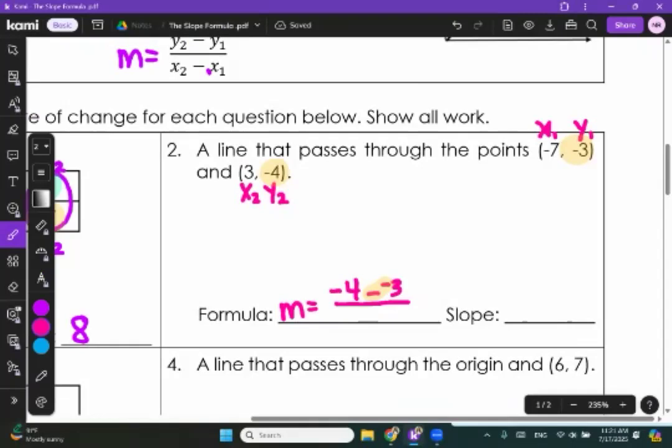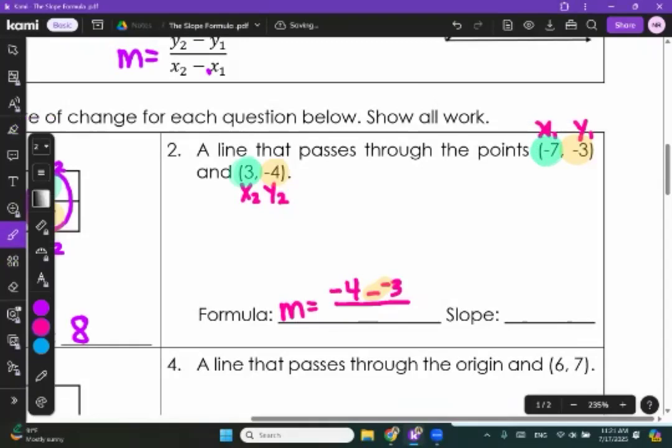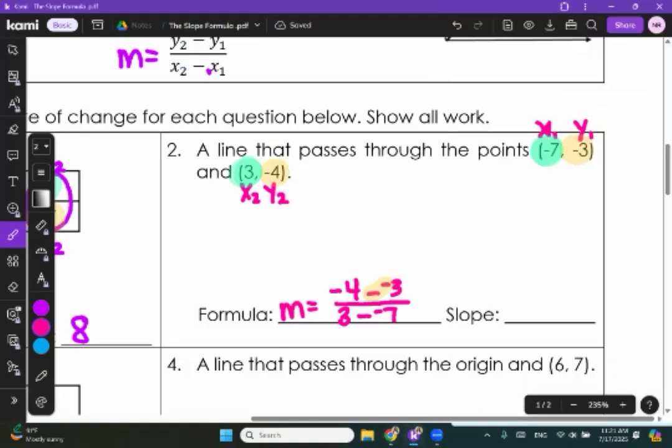Okay. All right. And for the next one, for our x values, x2 minus x1. So 3 minus -7. Okay. So we type that into our calculator. -4 minus -3, 3 minus -7. And we get -1/10 for our slope.